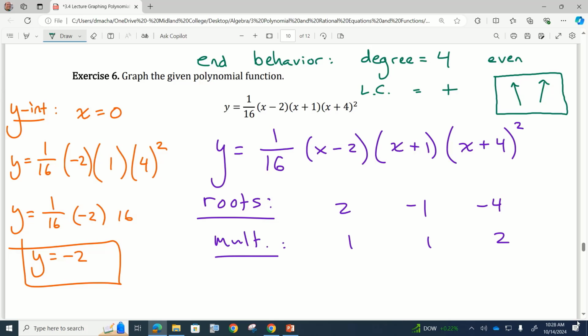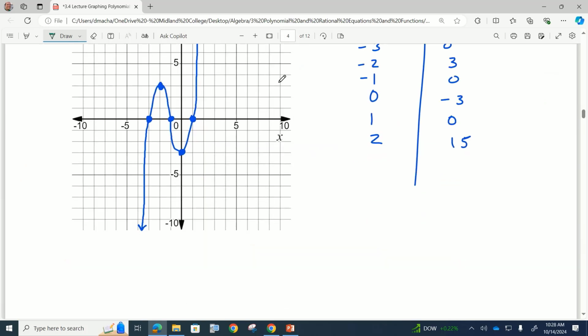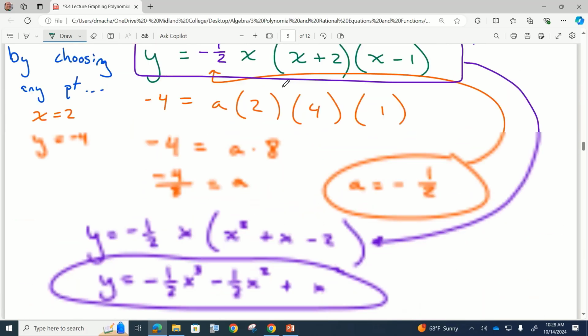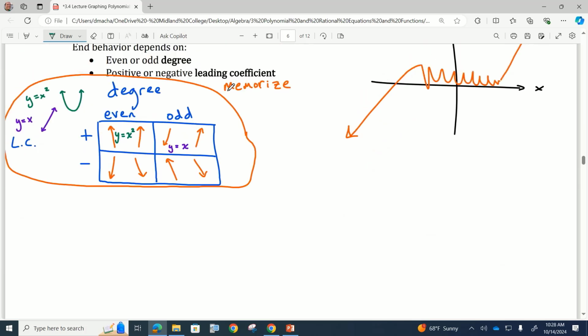Again, you're supposed to have that little table memorized. I don't remember what page the table was on, but we'll try to find it. Positive leading coefficient, even degree. That's up on the left, up on the right. And you have to memorize that before your next test.